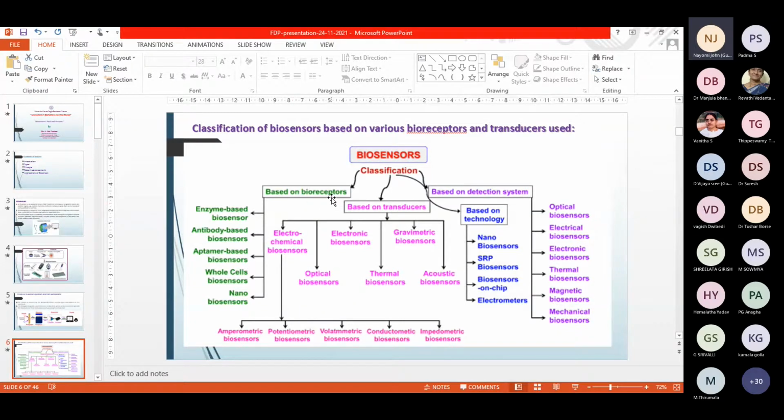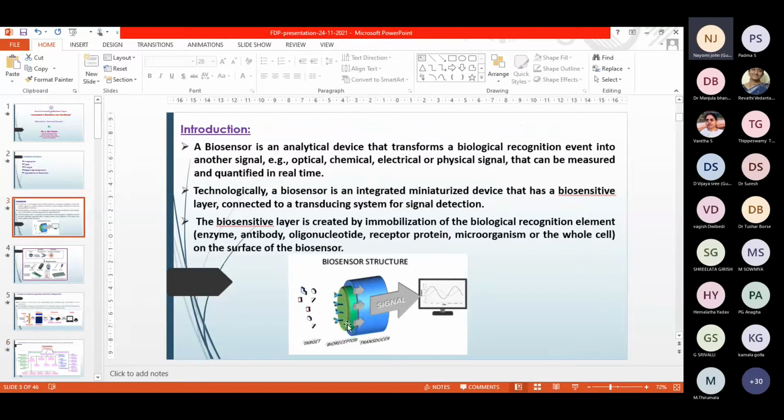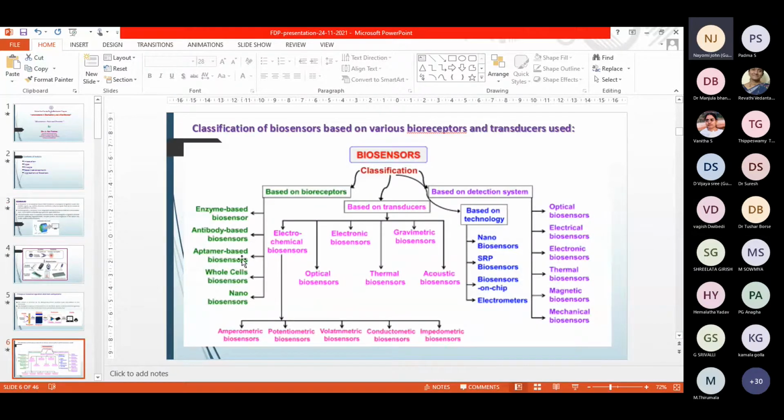Based on the bioreceptor, that is the first fundamental part of the biosensor. Here you can see this is the bioreceptor. Here the antibodies are immobilized. That is the meaning of the bioreceptor in the biosensor. A biosensor basically will have a bioreceptor, which could be an antibody, an enzyme, an aptamer, a whole cell, or an organism itself, like a microorganism. So that is called the bioreceptor. Usually it will be immobilized onto the surface of the biosensor.